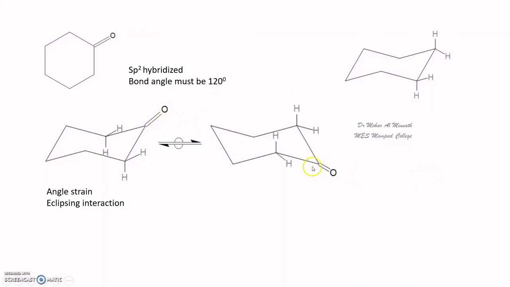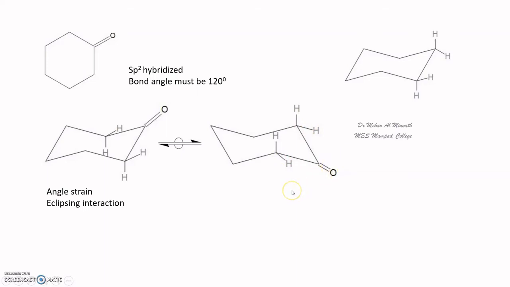The carbonyl group goes to the alpha face. In the earlier case, it was in the beta face, now it goes to the alpha face. But here also the equatorial hydrogen will be eclipsing the C double bond O bond.